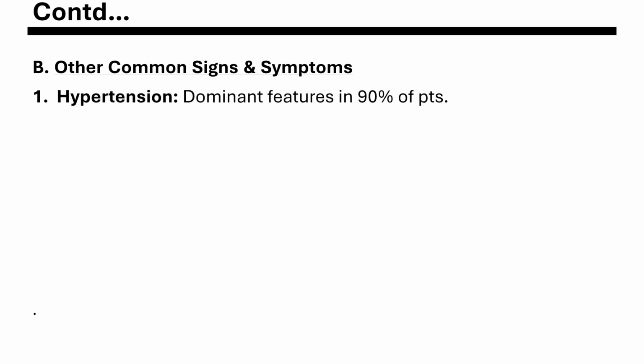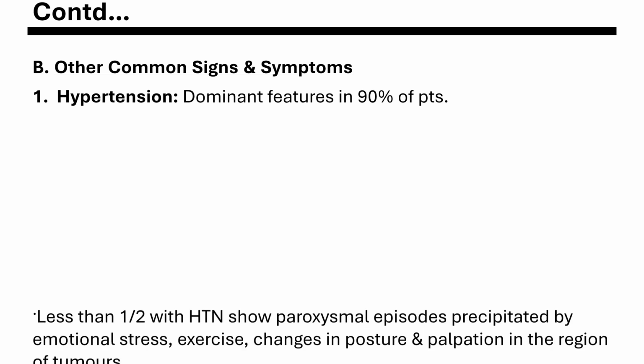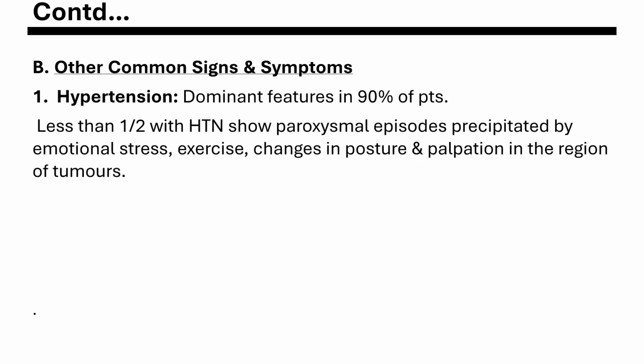And other common signs and symptoms that we can see in the person who is having the tumor of the adrenal medulla, that means chromaffin cells, and we see the hypertension, that is the dominant feature in 90% of the patients, and less than half of the patients with the hypertension show the paroxysmal episodes that get precipitated by the emotional stress, exercise, and changes in the posture and the palpitation in the region of the tumors.